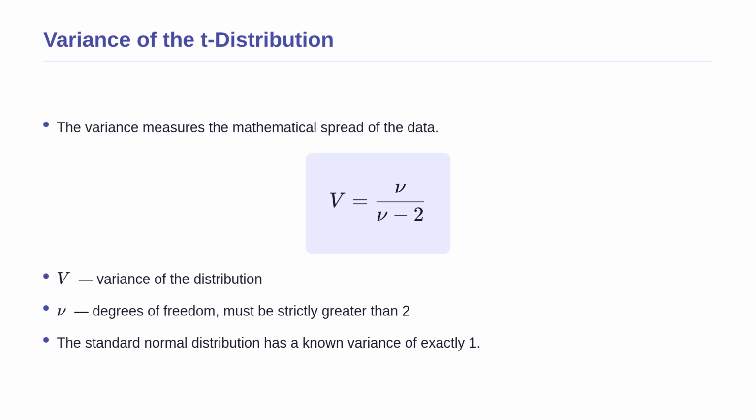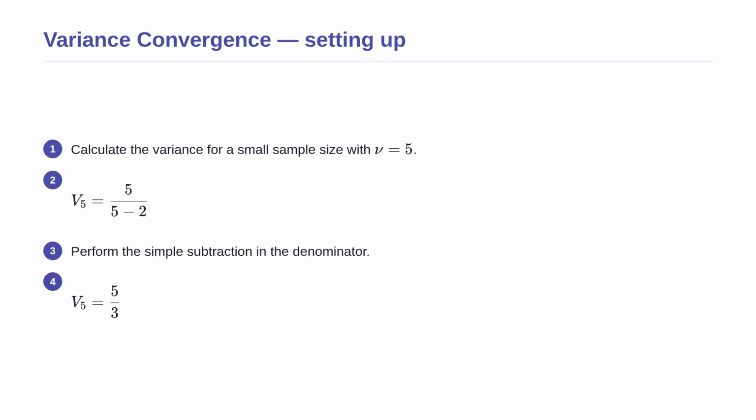As nu increases, the numerator and denominator get closer in value. Since the standard normal distribution has a known variance of exactly 1, we should expect this formula to approach 1 as our sample size grows. Before we move on, let us see this with a concrete example. We will calculate the variance for different degrees of freedom to observe how it approaches the standard normal variance.